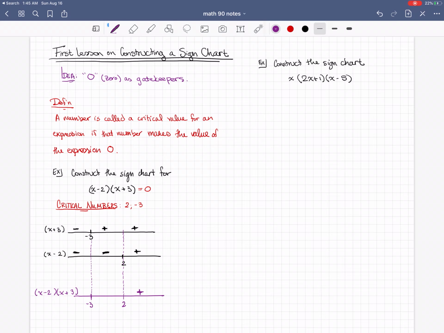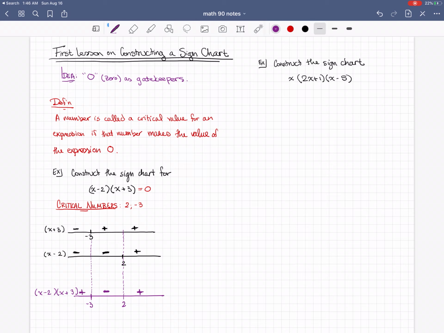Okay? However, if you take a positive number and multiply it by a negative number, you get a negative back. And last but not least, if you take a negative number and you multiply it by another negative, you get a positive number in the end. So there is the final sign chart of the expression x minus 2 times x plus 3.